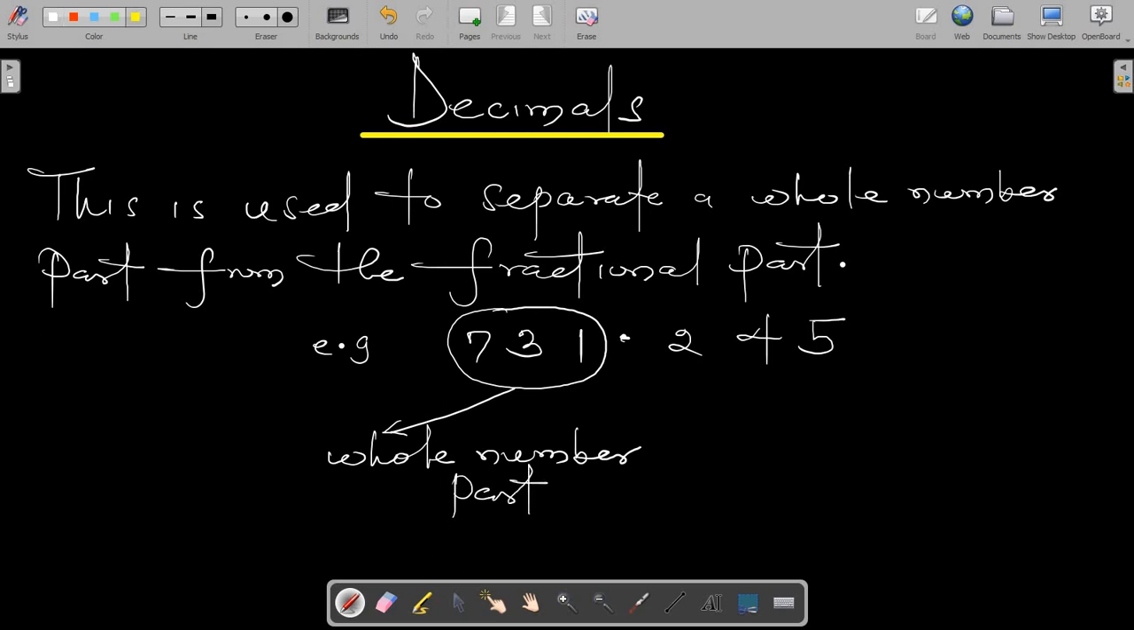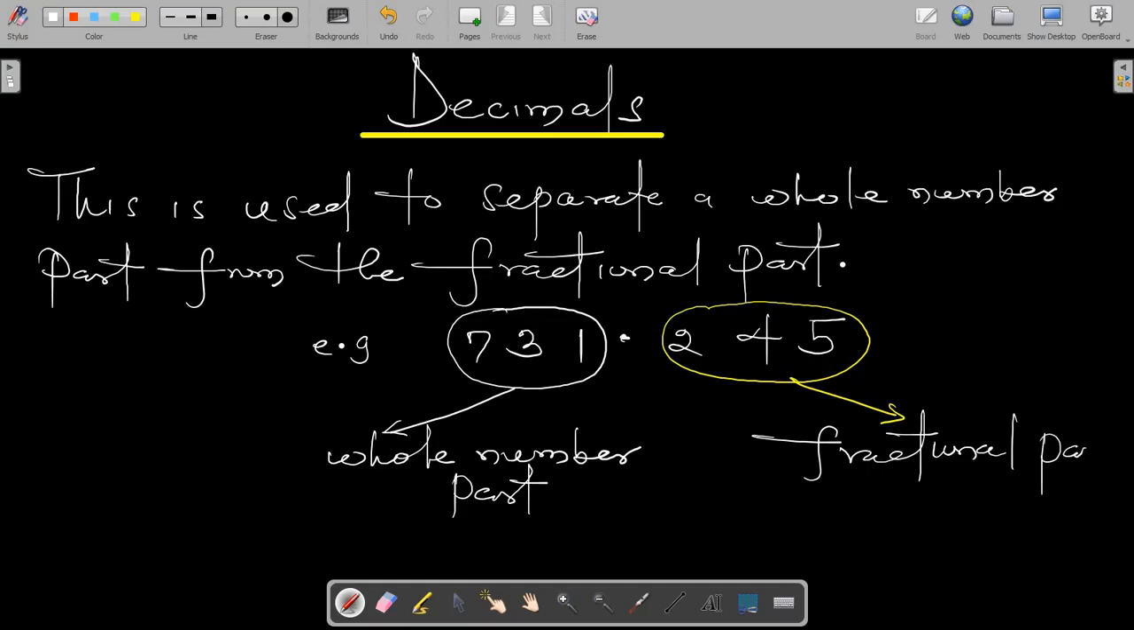While the 245 here represents the fractional part. We call it the fractional part, and it's usually less than 1. Okay, but without wasting much time today, let's go into this term.